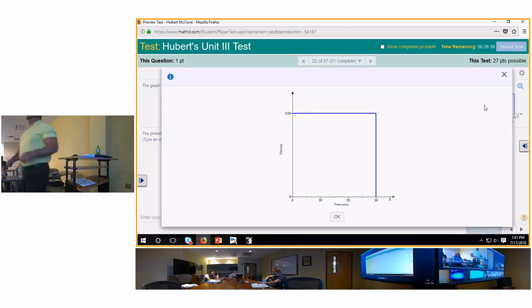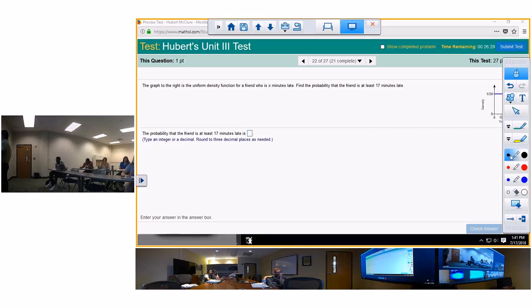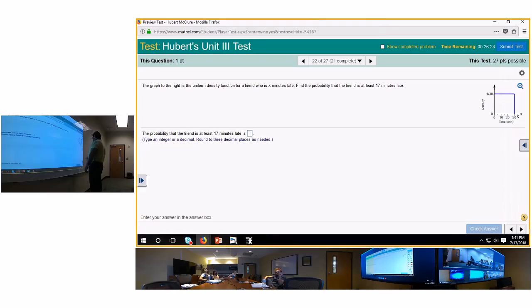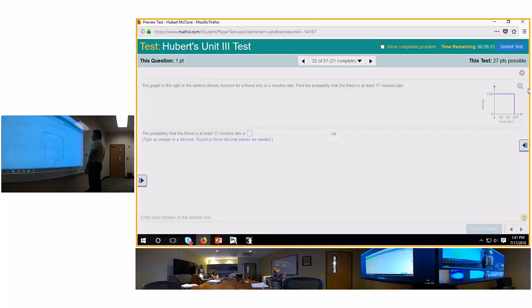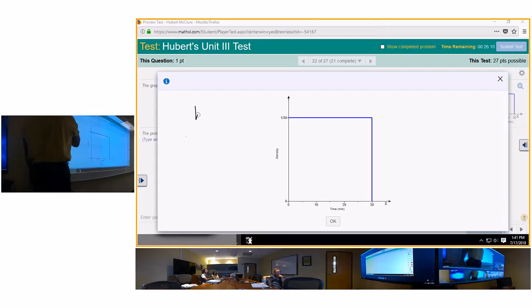All right. They do not even make you calculate. Well, hold on. I'm trying to get it to blow up. I'm sorry. Just hold on. There. They don't even ask you to calculate. They've already calculated the height. The height is equal to what? 1 over 30, and the base is equal to what? 30. So they've already done the calculation for you.